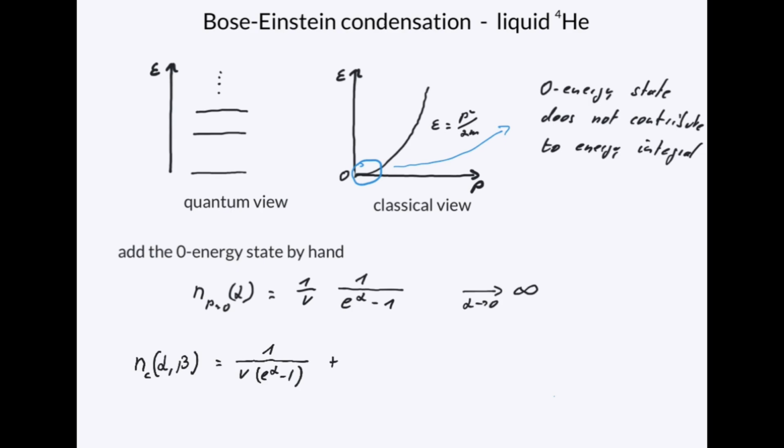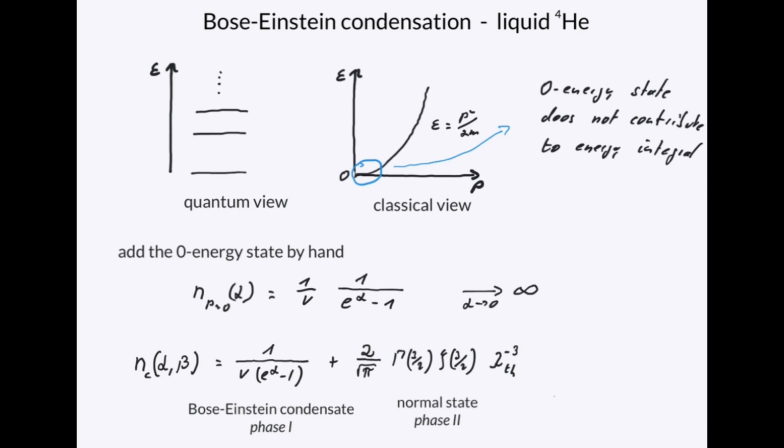And the second part, which is 4 divided by square root of pi times 2.513 times 1 divided by lambda thermal to the power 3, describes the normal state of the substance, also called phase 2. So what happens when cooling an ideal Bose gas is that its density will follow the normal state until we hit the critical temperature at which phase 1 will develop and the gas will condensate into a phase 1 Bose-Einstein condensate.